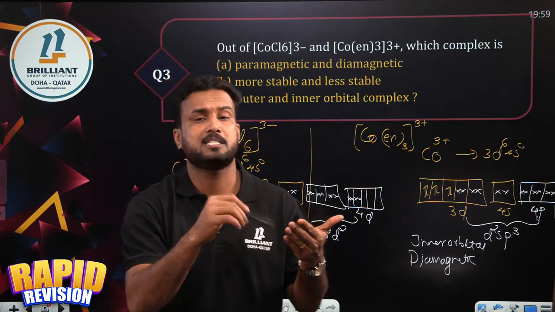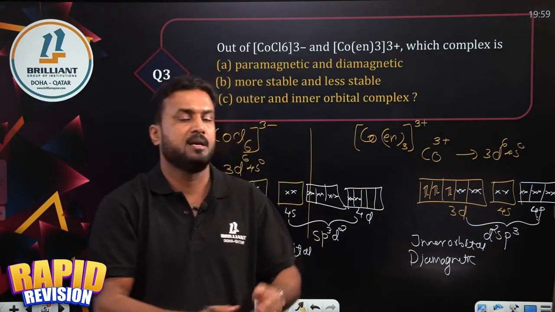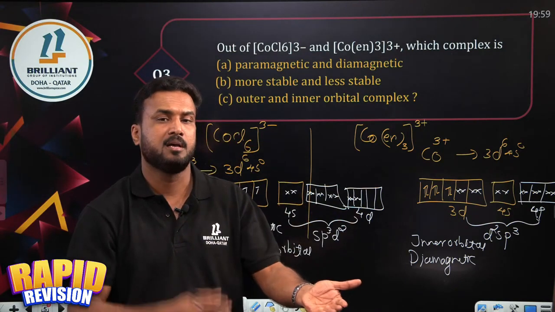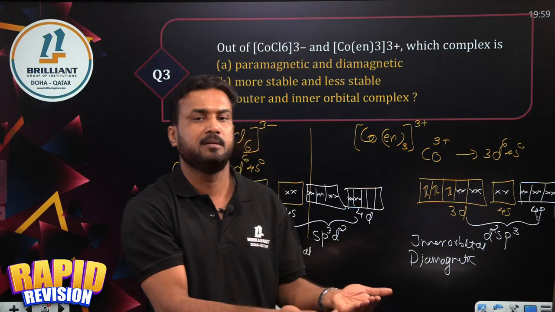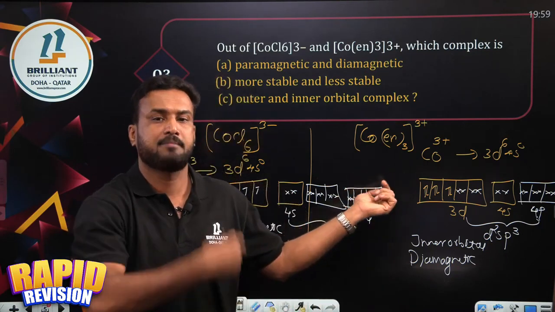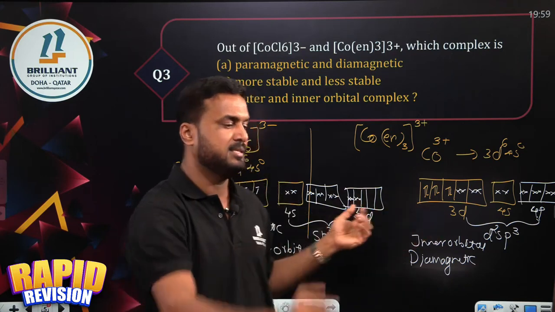F minus, Cl minus, Br minus, I minus, after that OH minus, after that C2O4 2 minus, after that H2O comes, after that NH3 comes, after that CN comes, after that ethylene diamine, that means en comes, after that CO is the strongest ligand. So we have that series.